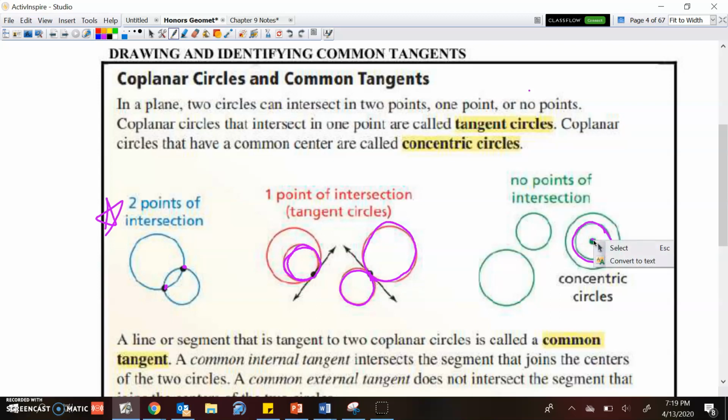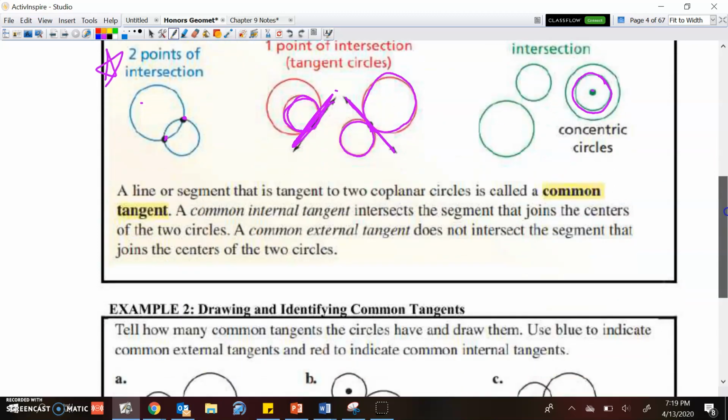All right, now, so 2 points like we had here. If there's 1 point of intersection, I didn't say it before, but they're called tangent circles. They have one line that they both share. There's a tangent line that they both have in common. And if there's no points of intersection, we have concentric circles.